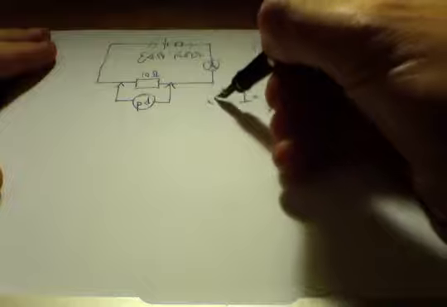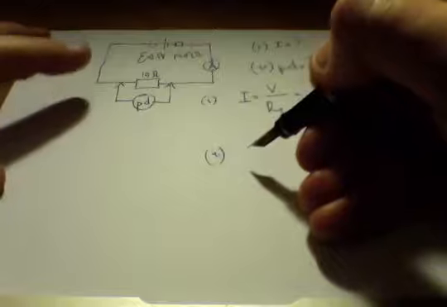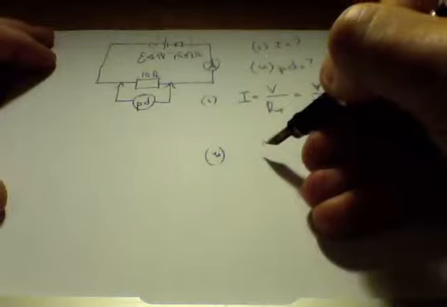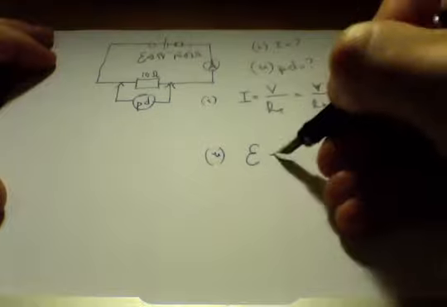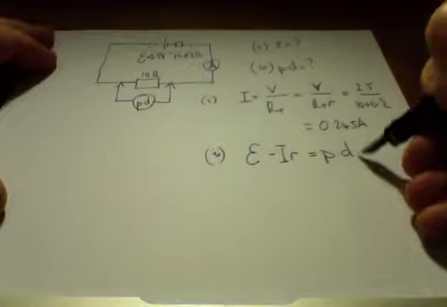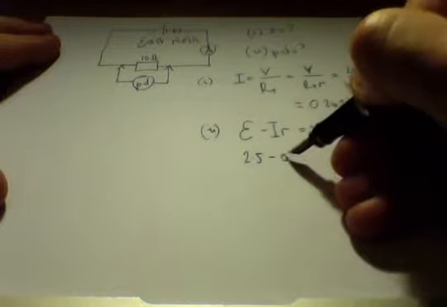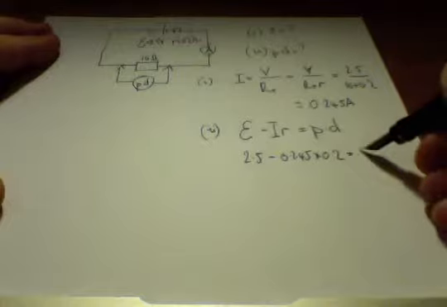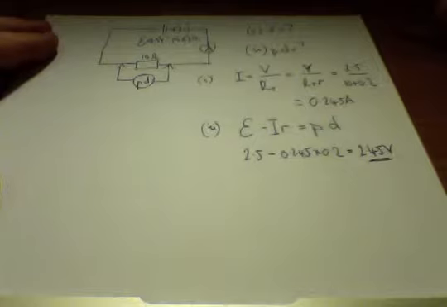Okay, so the second one is, what's the potential difference? Sure, you can see this is just like the potential divider equation now. Well, now let's look at our equation. The EMF minus the current times the internal resistance gives me my potential difference. So substitute that in: 2.5 minus 0.245 times 0.2 gives me 2.45 volts. So this is what can be achieved there.